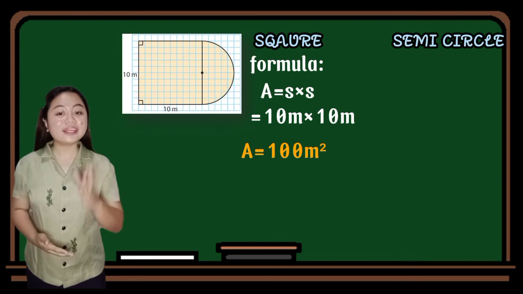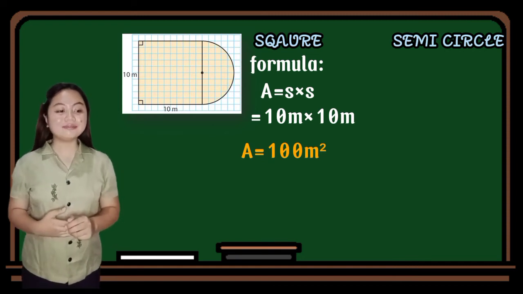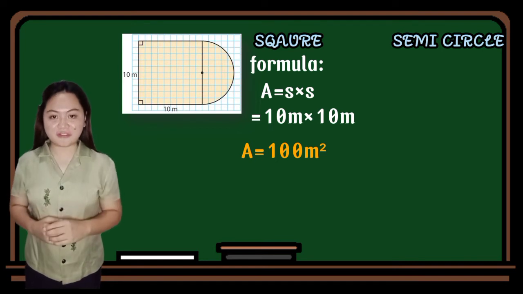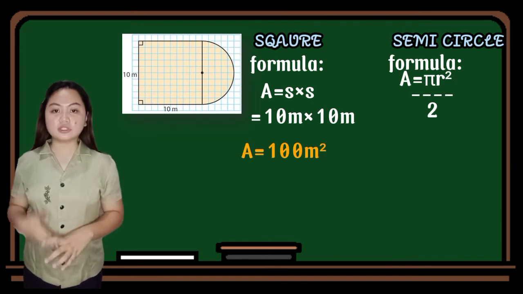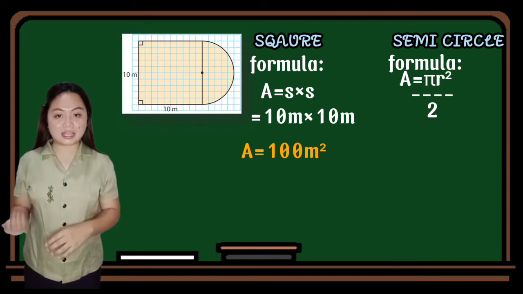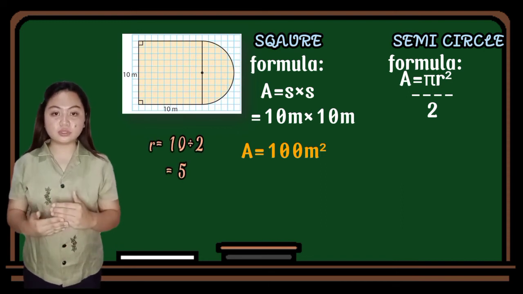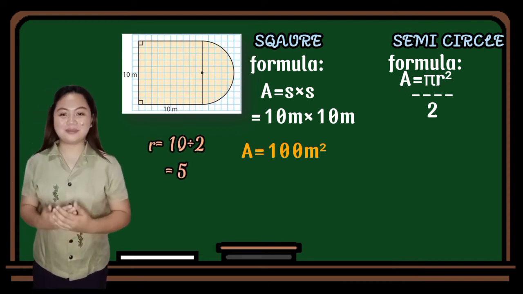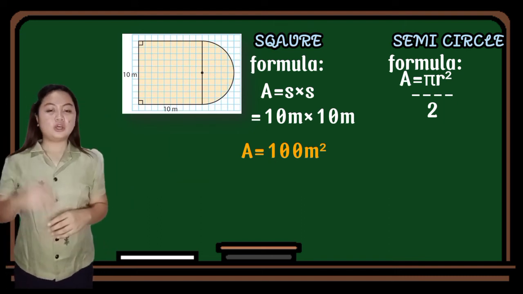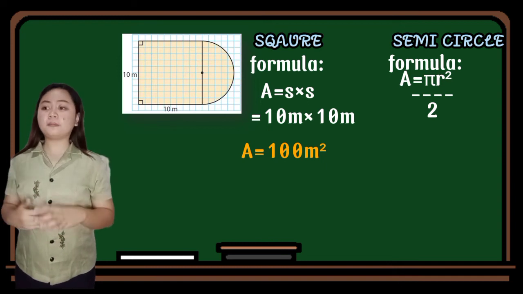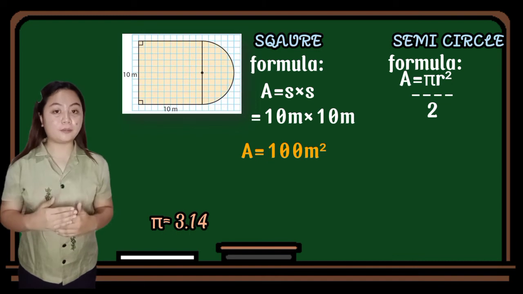Next is find the area of the semicircle. What is our formula again? Yes, Angeline. Very good. So the area is equal to pi r squared. So our diameter is 10 meters. To find the radius, 10 meters divided by 2, that will be 5 meters. So our radius now is 5 meters. What about pi? The value of pi? Yes, Jomar? Very good. So 3.14.